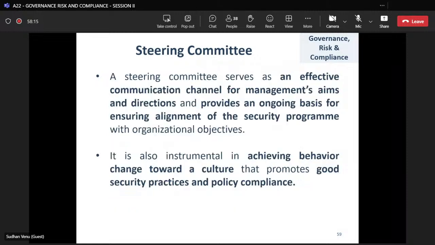So the steering committee serves as an effective communication channel for management aims and directions, and provides an ongoing basis for ensuring alignment of the security program with the organization objectives. This is what the steering committee is. It is also instrumental in achieving behavior change towards a culture that promotes good security practices and policy compliance.